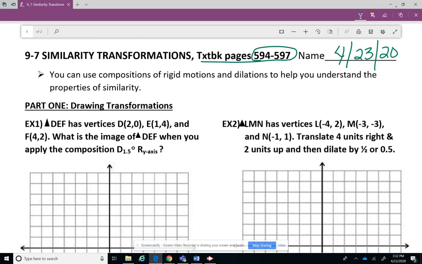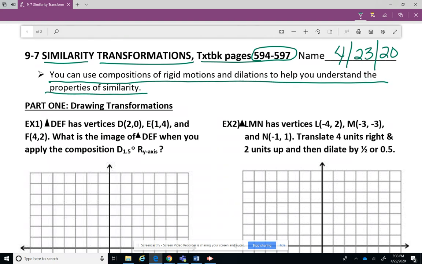So if you want to go ahead and open your book to page 594, we're going to do similarity transformations. So basically, we're doing a transformation where the figure is going to be similar. It may not actually be congruent, but it's going to be similar. You can use compositions of rigid motions and dilations to help you understand properties of similarity.